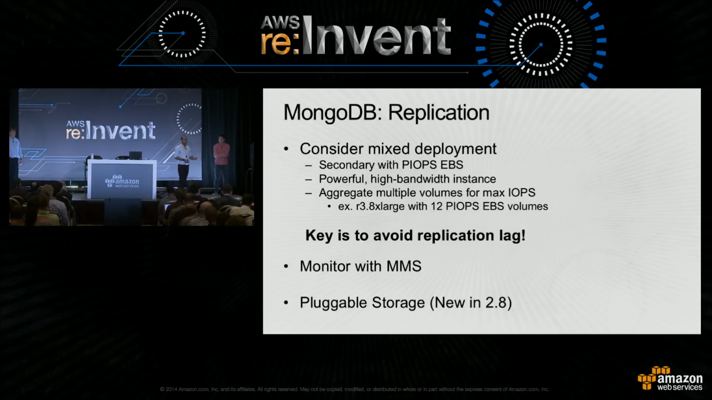MongoDB is also coming out with something called pluggable storage, which is new in the 2.8 release. Hopefully that comes out in January of 2015. That will basically allow you to change the default from the memory-mapped files to something maybe like RocksDB or other pluggable storage engines you can think of.